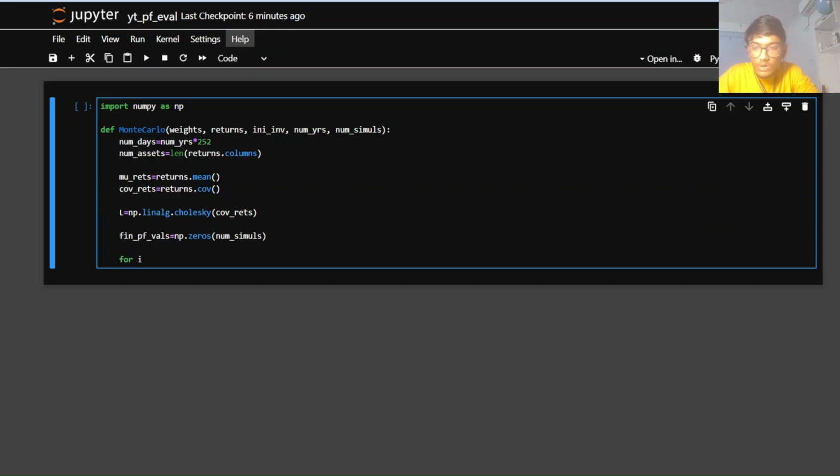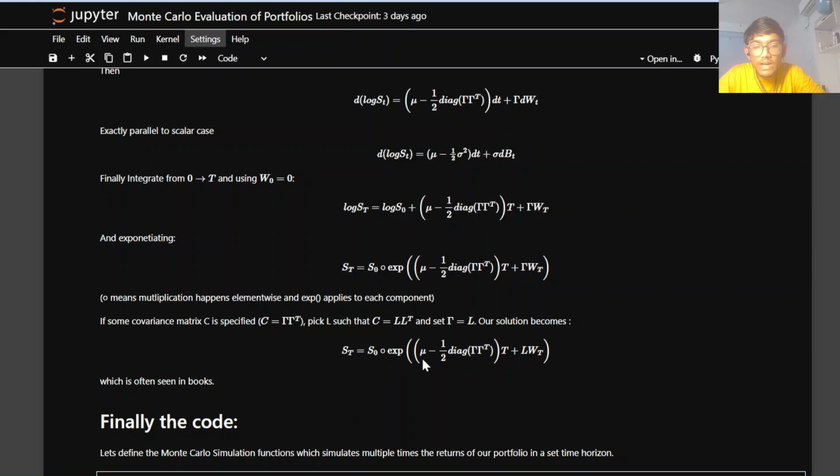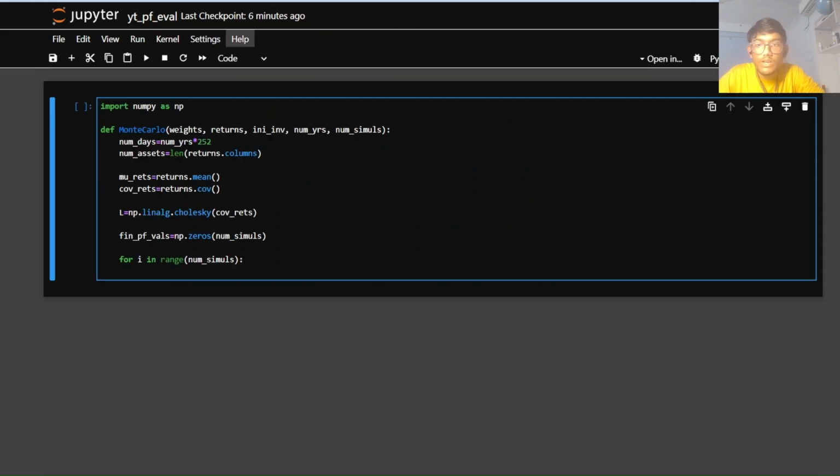Let's figure out what we write in our loop, right? So for i in range num simulations, right? So we have to basically calculate two terms, the drift term and this correlated noise term, right? So let's first calculate the second term. We have to basically calculate L times W.